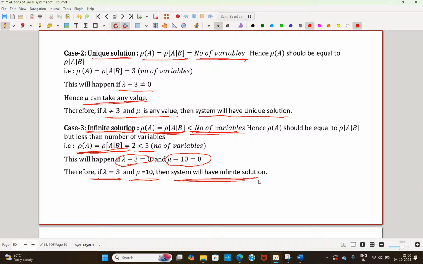So according to the question asked here, we have to just discuss all three cases, and we have to mention for what values of lambda and mu these types of solutions will exist for the given system. And that's it for the solution.